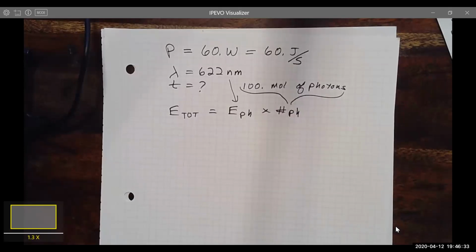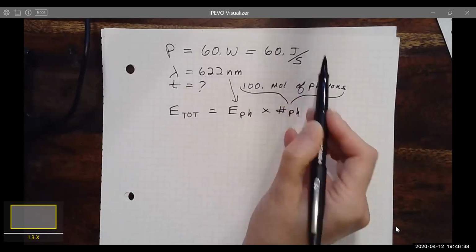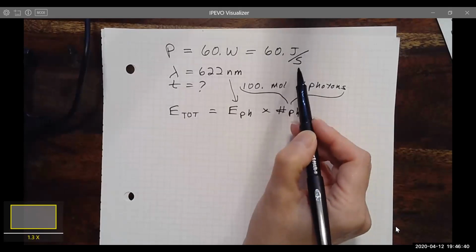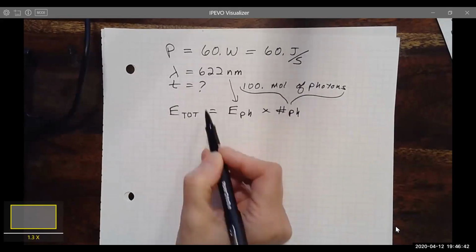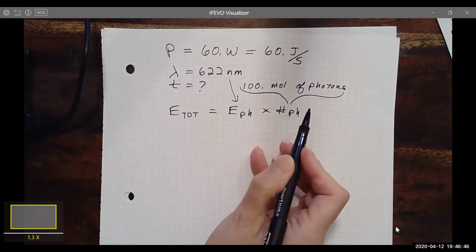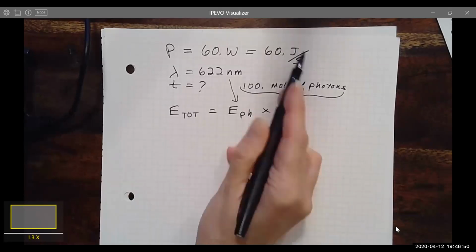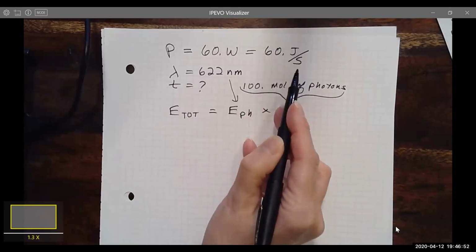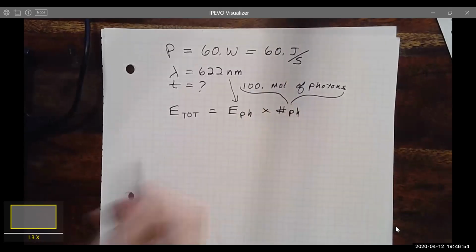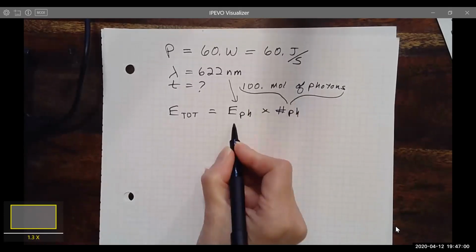How are we going to get to time? Well, we're going to use this, because this tells us energy per second. So if we can get the total energy that comes out in that 100 moles of photons, and then we can use this that tells us how much energy is released per second, we can get to time. So let's figure out the energy total of that 100 moles of photons first. So we need that energy of a photon. We have to calculate this.